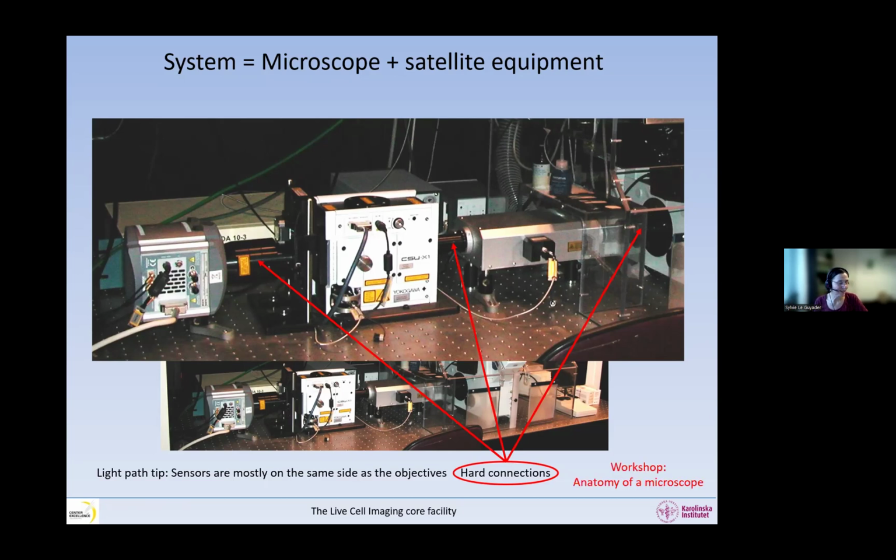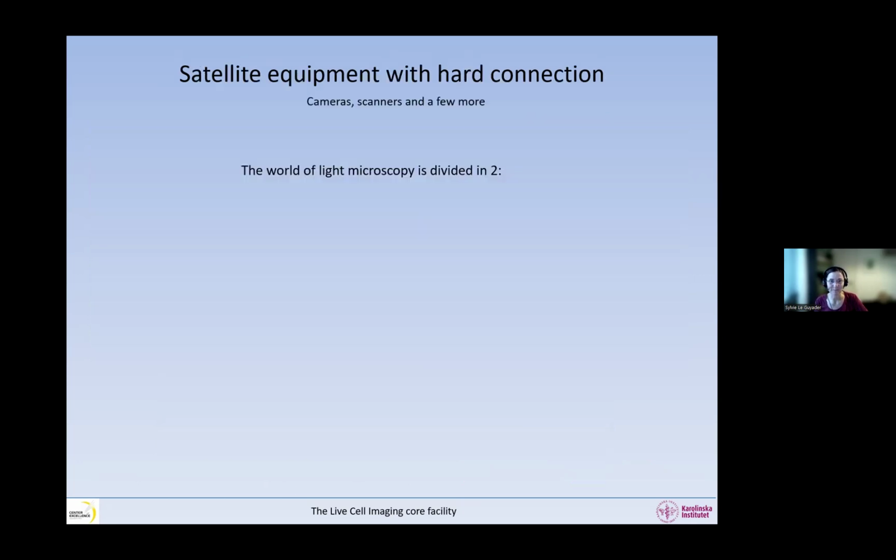So we're going to do this this afternoon and learn all the tips and the tricks in the Anatomy of a Microscope workshop. But first, we're going to look at the satellite equipment that is attached by hard connection to the microscope body. And there are not so many options, so it's quite nice.